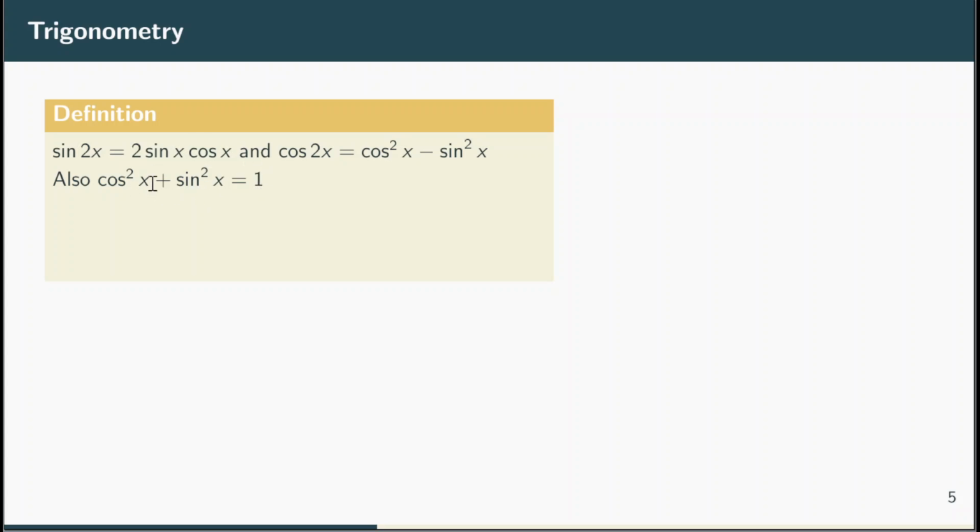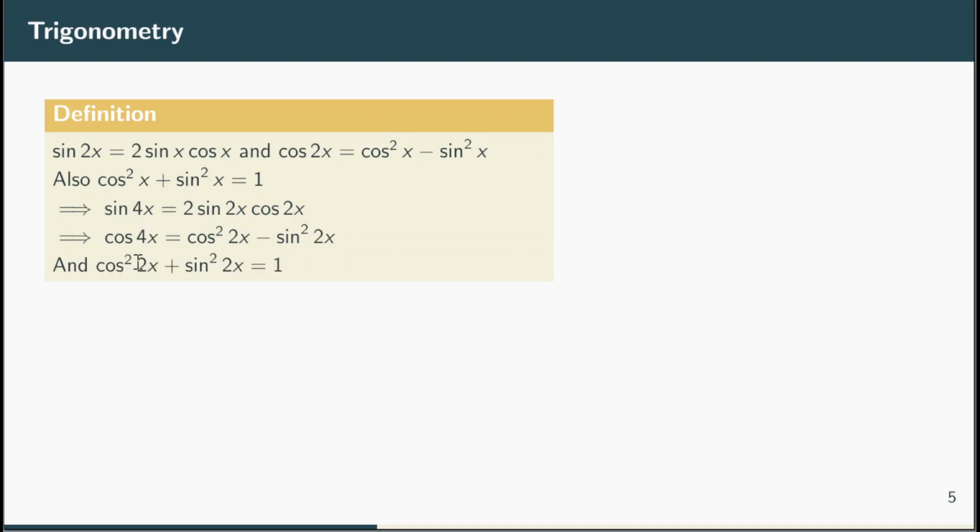Then how is it going to help us? I'm going to use this and decompose sine 4x and cos 4x. That means sine 4x would be, I just copy this but divide the angle by 2. And cos 4x will be, I just copy this. What am I going to do again? Yes, you got it right. I divide this angle by 2 into 2x and then 2x. And finally, the Pythagorean identity becomes cos squared 2x plus sine squared 2x is equal to 1.